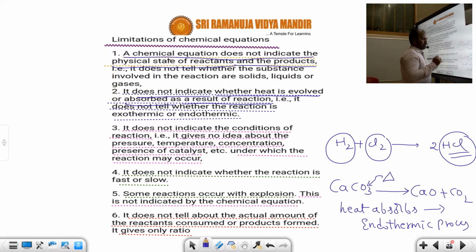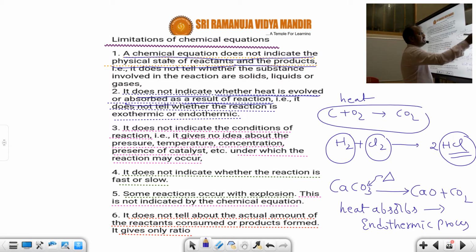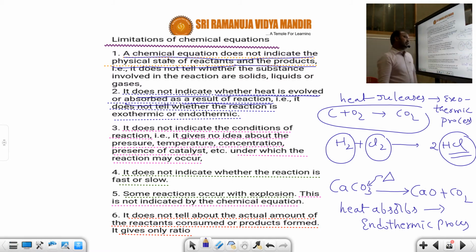In some chemical reactions, heat is released. Whenever heat is released, that is called an exothermic process or exothermic reaction. That means heat is released. So generally, if you take a chemical equation, whether it is endothermic or exothermic, that information is not told by the chemical equation.